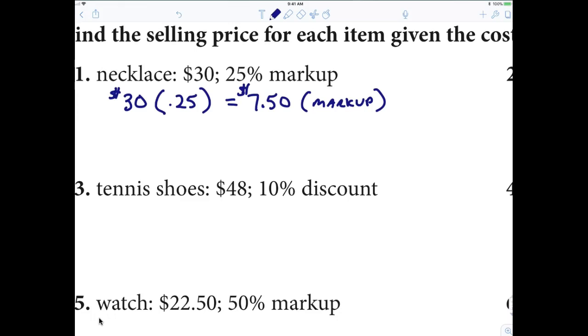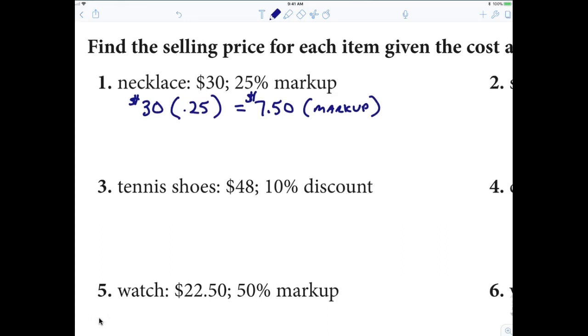Now, that's not the actual selling price. That's just the markup. So can anybody tell me how I would find the selling price? Ellis, what would I do? That's exactly right. So the selling price is going to be the $30 plus the markup. So the selling price would be what? $37.50. Is everybody happy with that explanation?